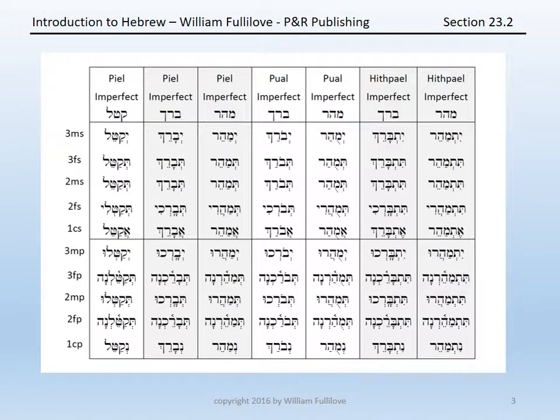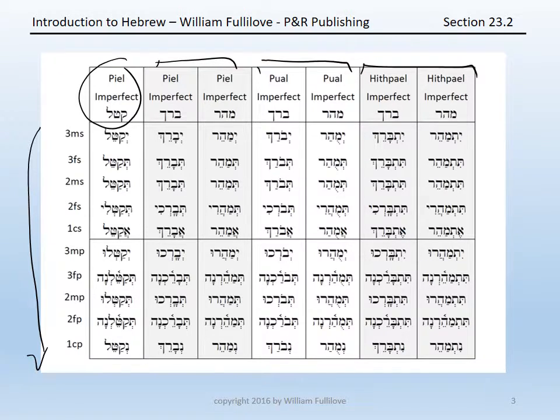In the imperfect, the same basic patterns are observed. The strong paradigm, the Piel imperfect of Katal, is Yekattel, Tekattel, Tekattel, Tekattli, Ekattel, Yekattelu, Tekattelna, Tekattelu, Tekattelna, Nekattel.